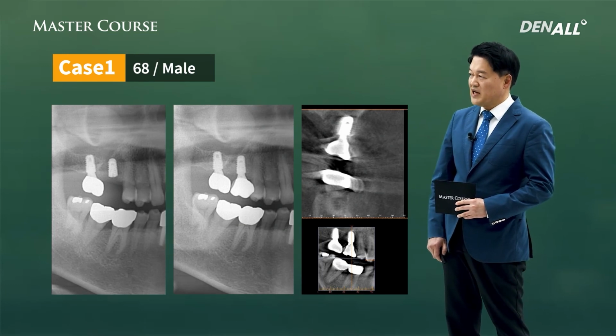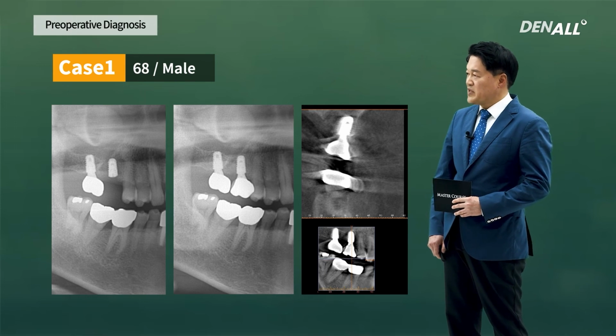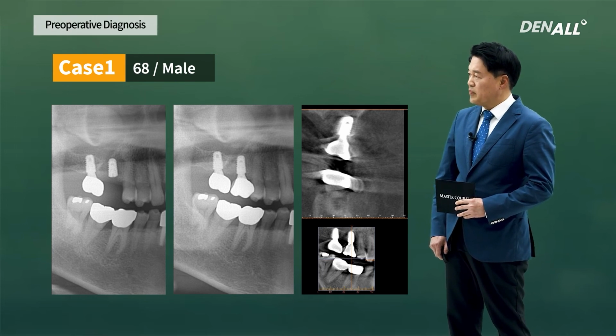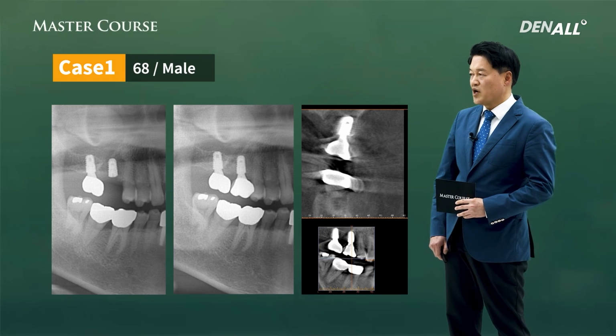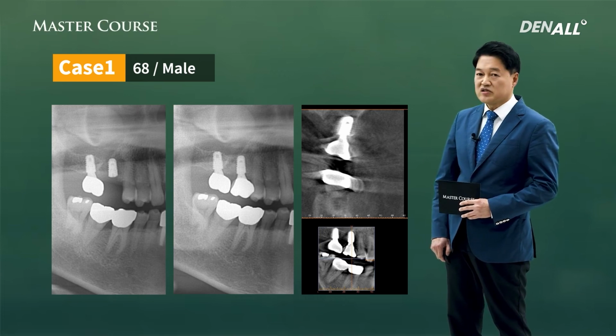This is the Panex right after surgery and after prosthesis delivery. If you take a CT palatally, the bone graft is healing nicely, and the implant has been placed in the desired position, and the thickness and the length was what we originally planned.